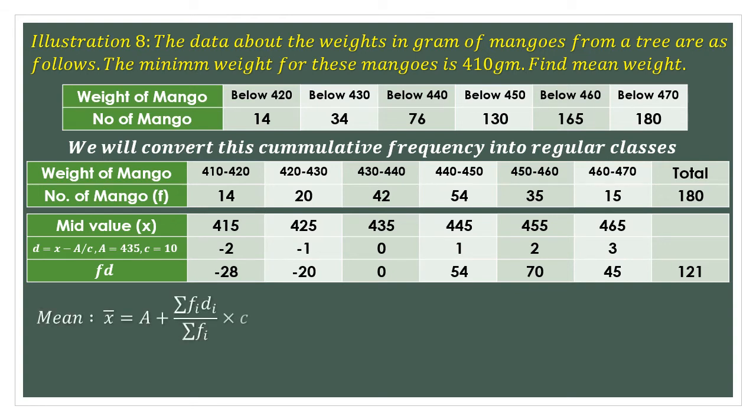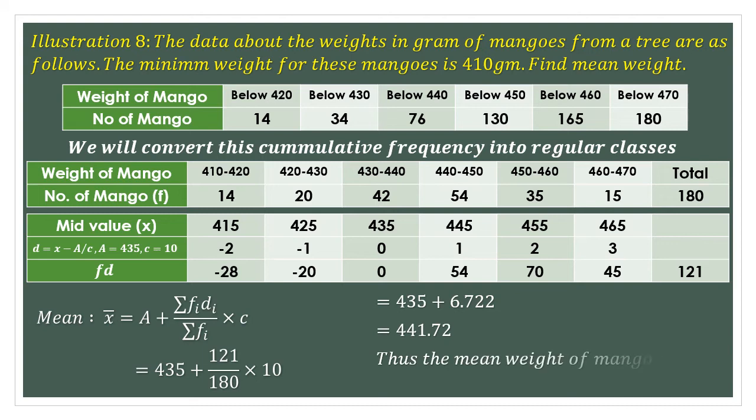So now let us start with the formula for writing down the mean. X bar is equal to A plus summation Fi di divided by summation Fi, multiplied by C. The assumed mean here is 435 plus 121 upon 180 into the common factor, which is 10. First solve the latter part. So 435 plus 6.722, and when you find the final answer it becomes 441.72. So the statement here: thus the mean weight of mangoes is 441.72 grams. So when cumulative frequencies are given in the question, convert these cumulative frequencies into a regular continuous frequency distribution and then calculate the mean value of the question.